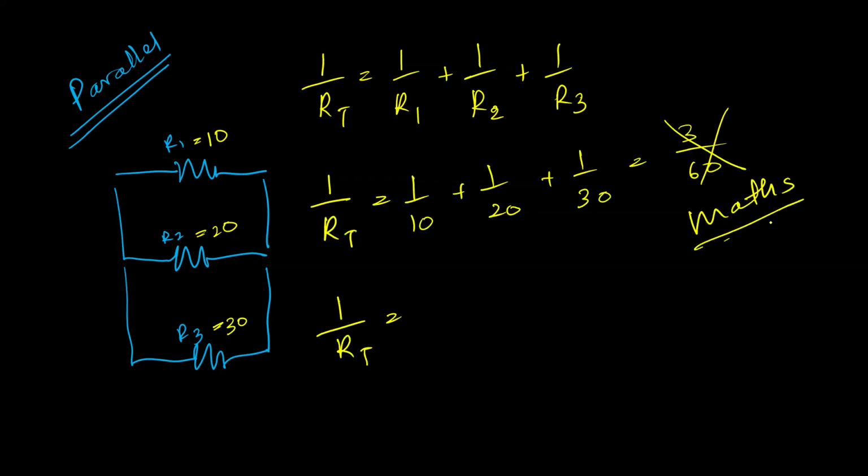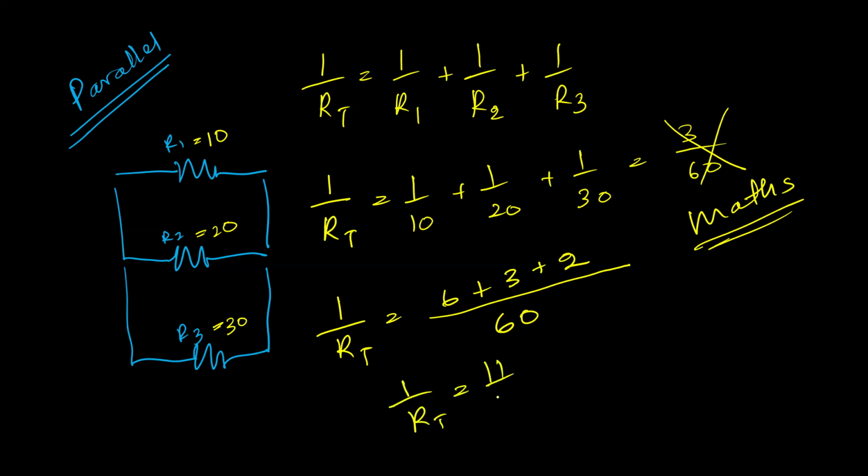You have to use the maths part, okay? Don't think maths is only there in maths. Maths is there in science, everywhere. Maths is the basics. So here you have to get the LCM. Most probably it will be 60 in this situation. Then numerator also will be multiplied according to it. 6 plus 3 plus 2. 1 over R total answer is 11 over 60.